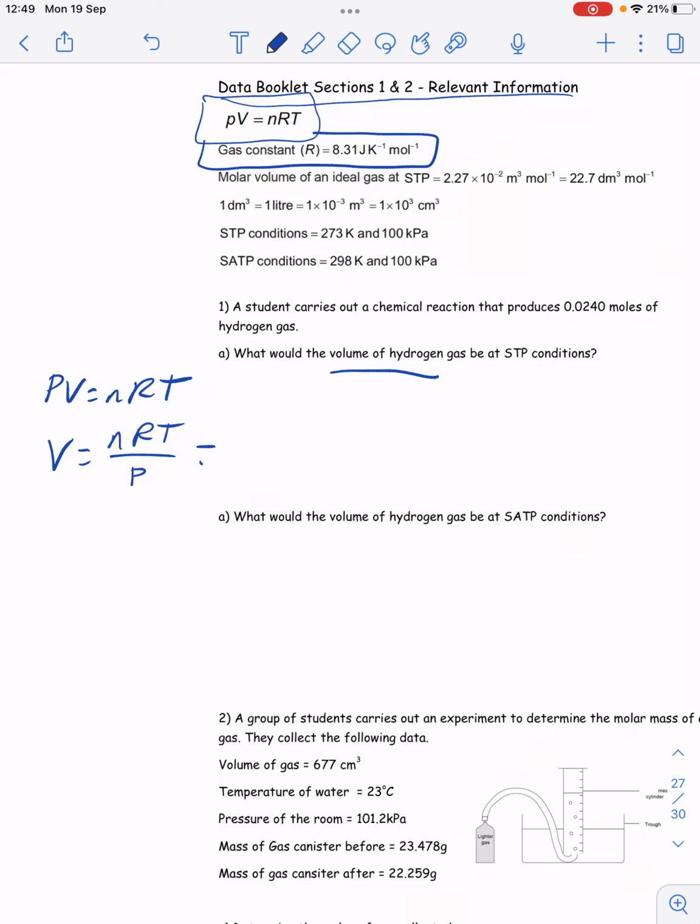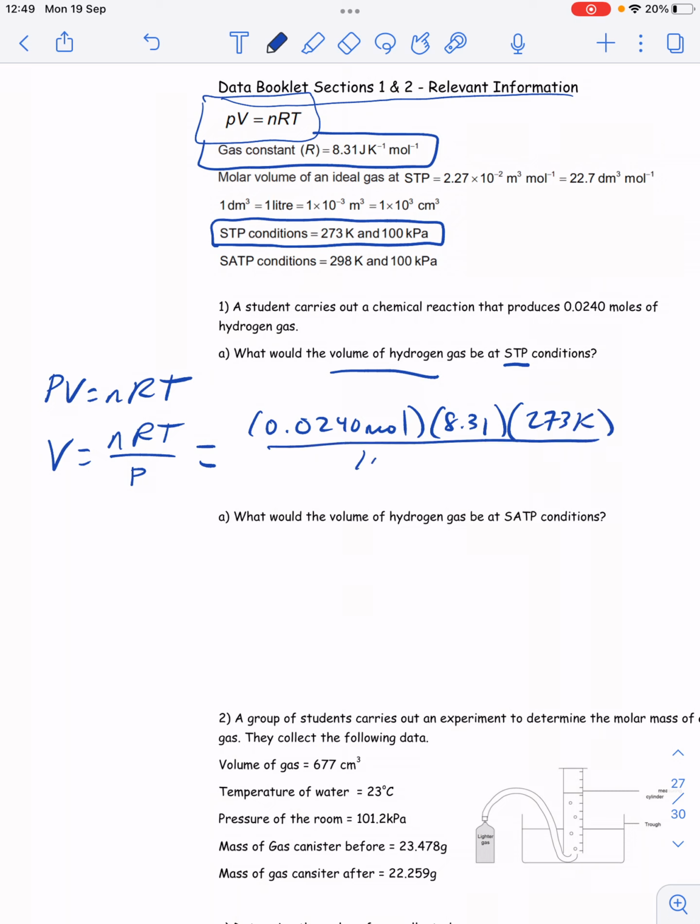So now we're just plugging in. This says STP conditions. STP conditions is also given in the data booklet. Stands for standard temperature and pressure. So that's 273 Kelvin for the temperature and 100 kilopascals for the pressure. So we're just plugging in. We've got 0.0240 moles. Our gas constant is 8.31. Temperature is 273 Kelvin. And pressure is 100 kPa.